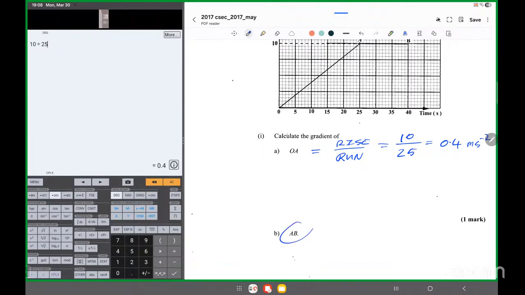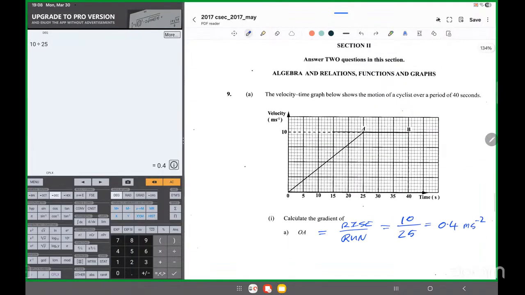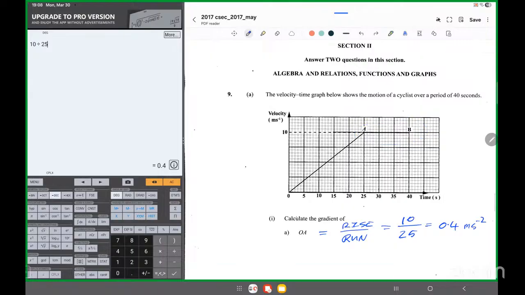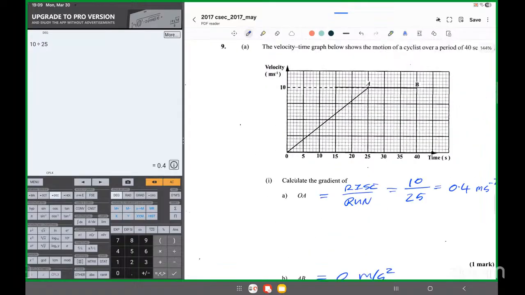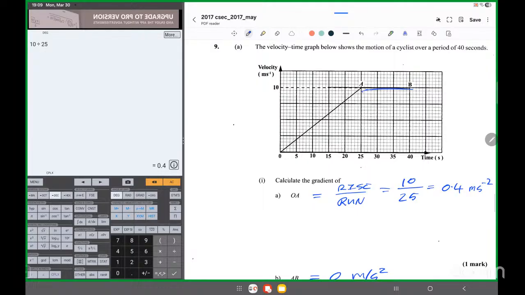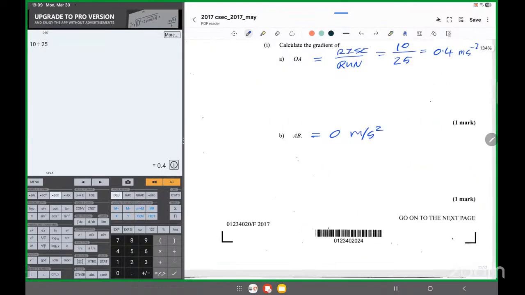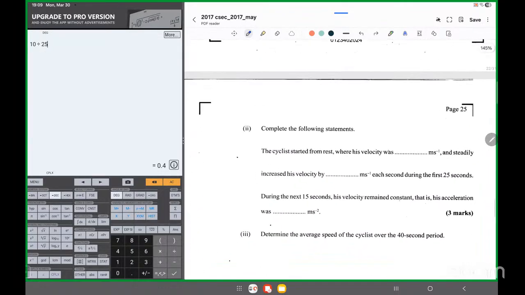Then we want the gradient of AB. The gradient of AB is clearly zero, right? That doesn't need a calculation. The horizontal line. Gradient of AB is equal to 0 meters per second squared. The cyclist is going at a constant speed up here, so there's no acceleration up here. Horizontal line, the gradient is 0. There's no rise.